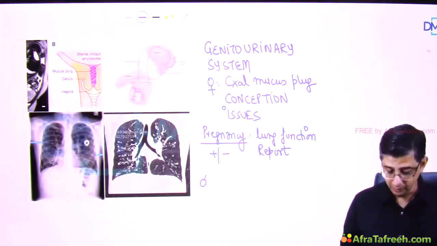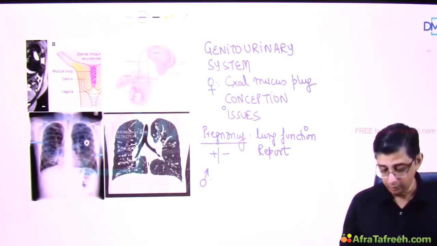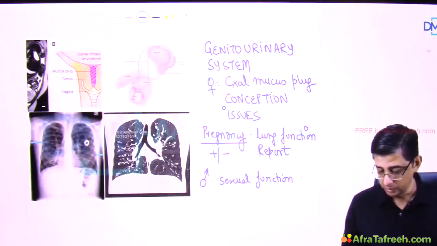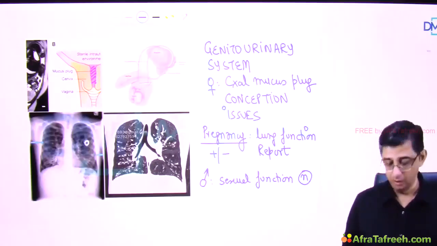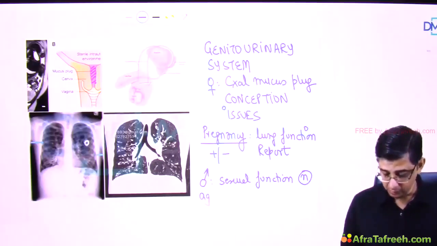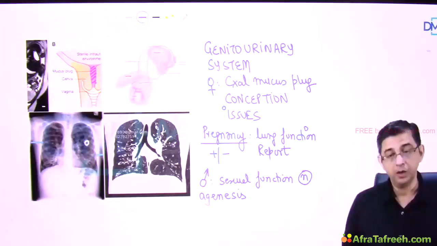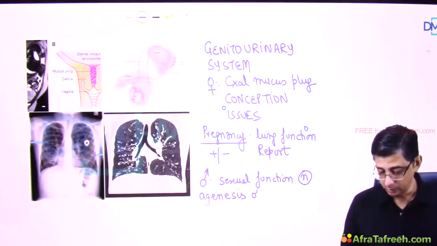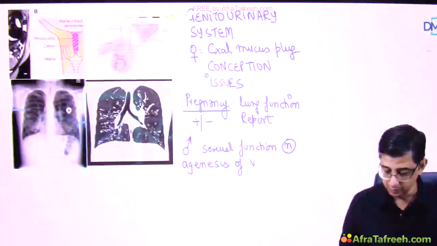From the male perspective, I wanted you to remember the sexual function. What I mean by sexual function is that ability to get an erection or to have an ejaculation is normal in this condition. So a boy with cystic fibrosis will be able to have normal erection and ejaculation, but will be having azoospermia because there is agenesis of vas deferens.